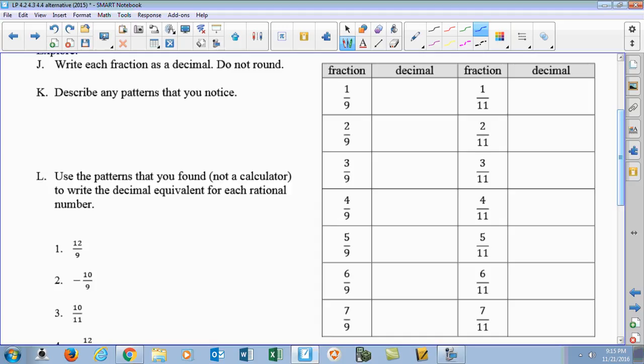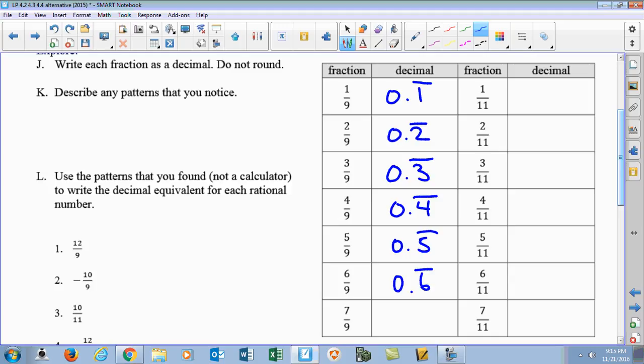All right, so let's do the 9th column first. If you did 1 divided by 9, that's 0.1 repeating, right? And if we did 2/9, it's 0.2 repeating. And then we get 0.3 repeating, 0.4 repeating, 0.5 repeating, 0.6 repeating. Remember, it says do not round. Follow the directions. And then the last one is 0.7 repeating. So again, looking for a pattern.